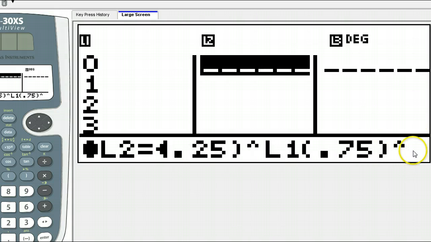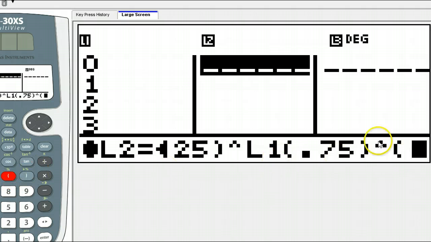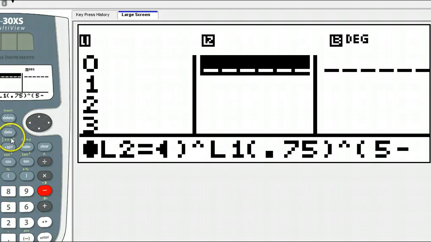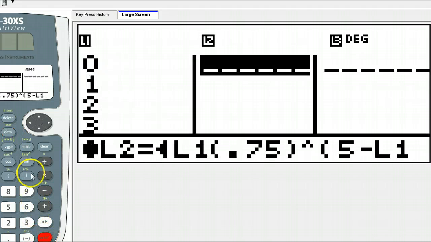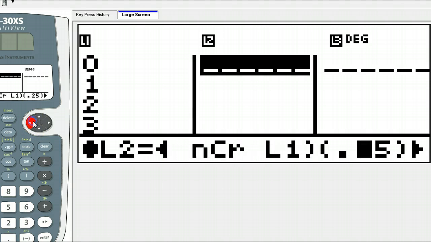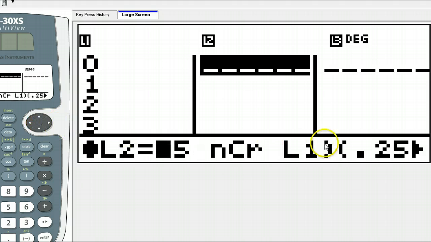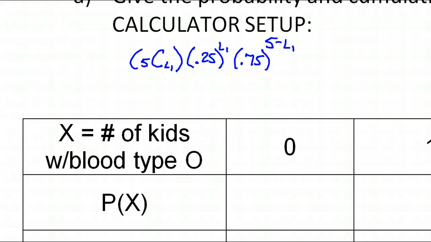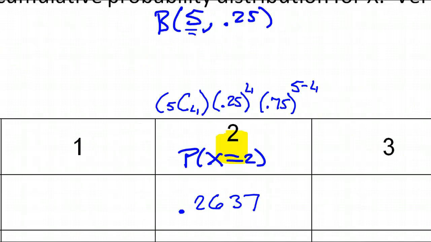Now here's the one thing you have to be careful of. Because this is a subtraction thing, it needs to be in parentheses. So 5 minus L1, so data L1. Okay, let me just scroll back through real quick. Yep, so that's how you type it in. You hit enter. And every one of these has been calculated for you, and all you have to do is copy them to your chart.